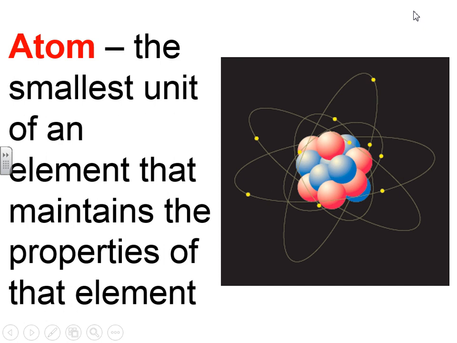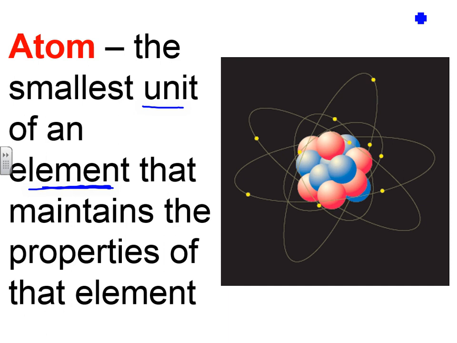Now, today, the definition that we'll give is an atom is the smallest unit of an element that maintains the properties of that element. So we have to mention the word element because technically an atom could be subdivided further, it could be split, but you no longer get that same element. You actually turn it into a different element. And so this is kind of the modern definition.